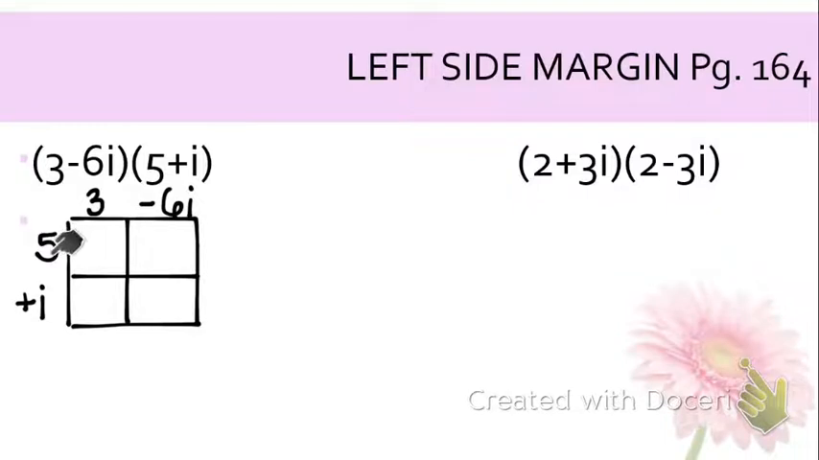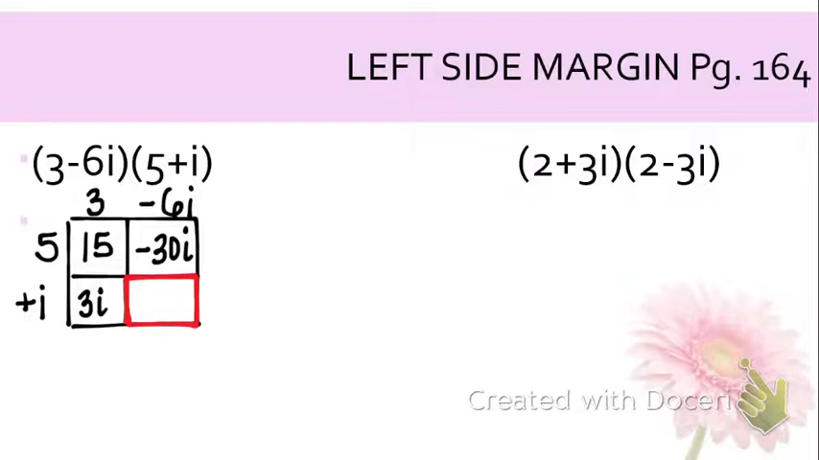Okay, so what goes in this first box? 5 times 3 is 15. Good. 5 times -6i is -30i. 3 times i. Okay, so now this box here, this is the box that I'm going to write off to the side, because this is where our second rule comes into play.